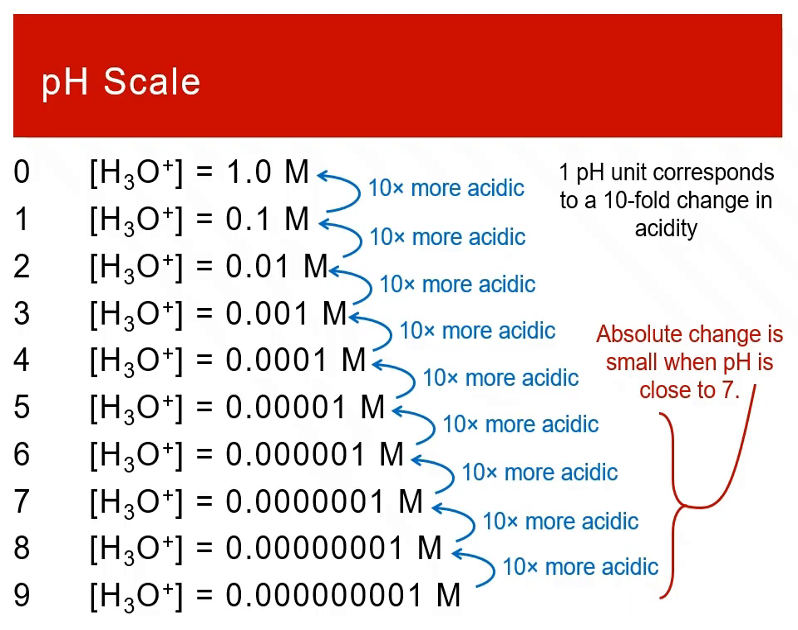Now, once you start to go from, say, pH 1 or pH 0, those are some pretty serious changes where you have a large concentration that's changing by a factor of 10. That's where you really do start to see really big changes in the absolute acidity.